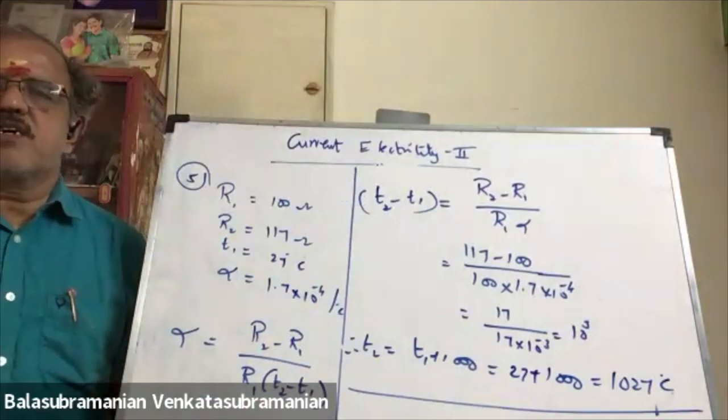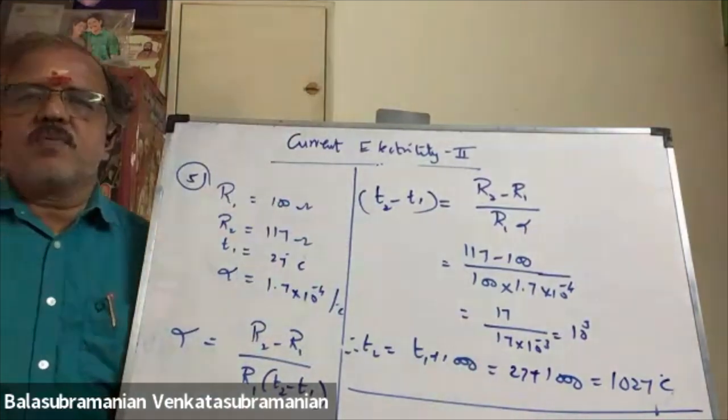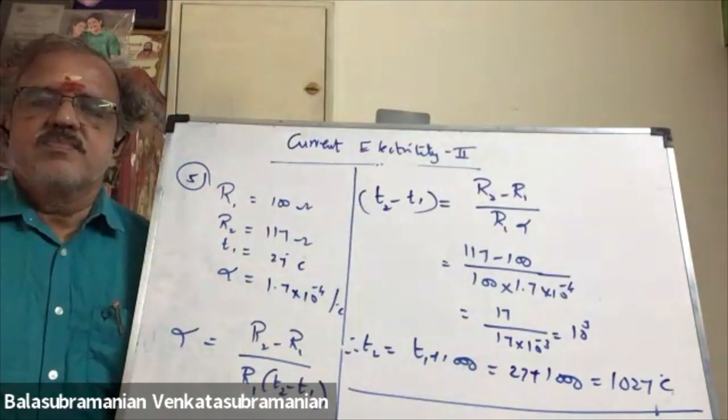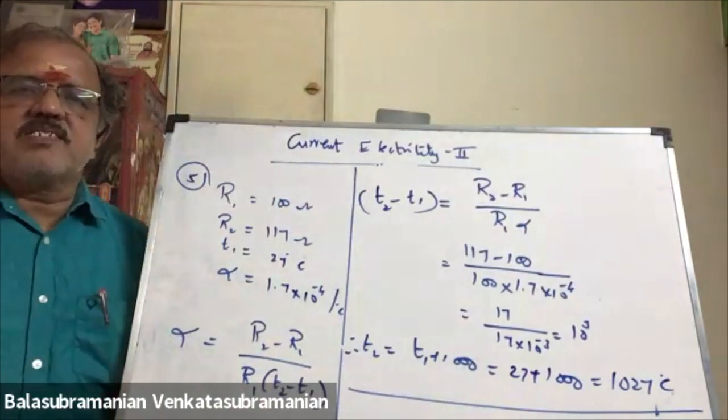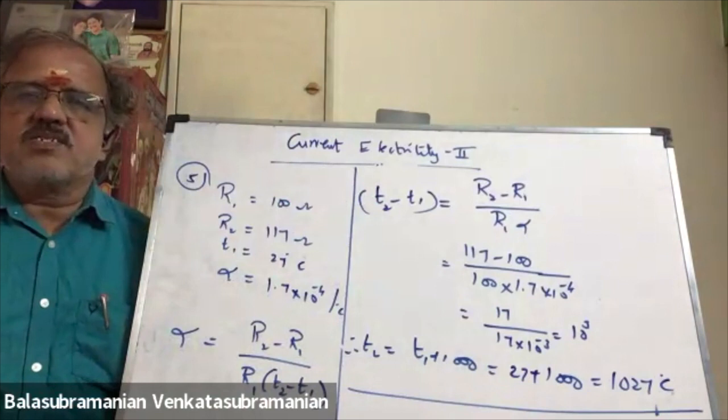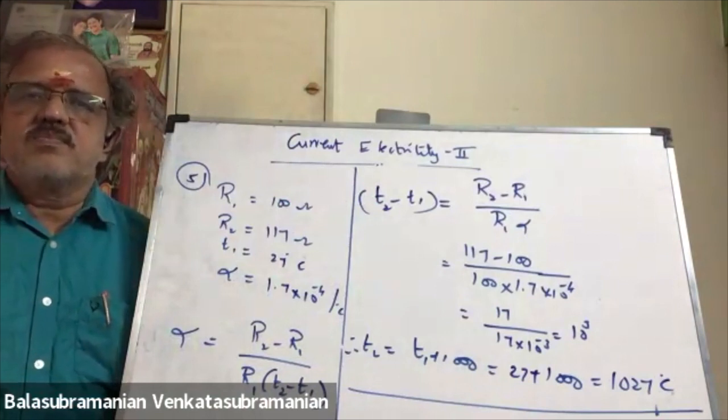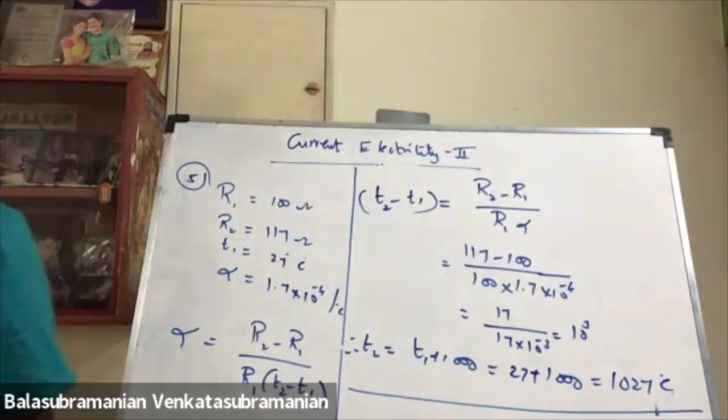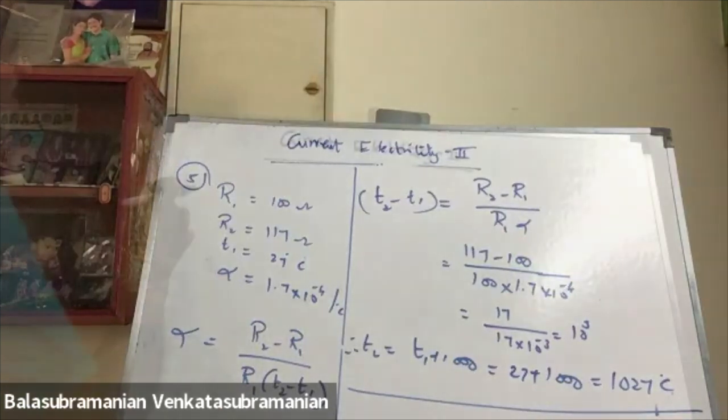Temperature coefficient of resistance, basic formula. As temperature increases, resistance also increases, in the case of a metal. Okay, fine.